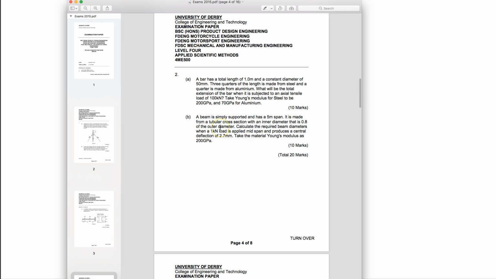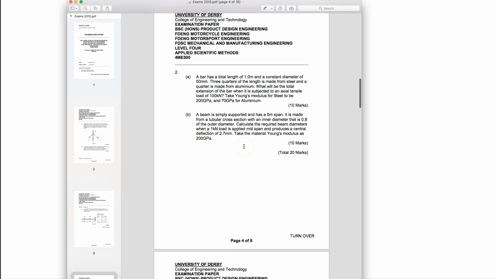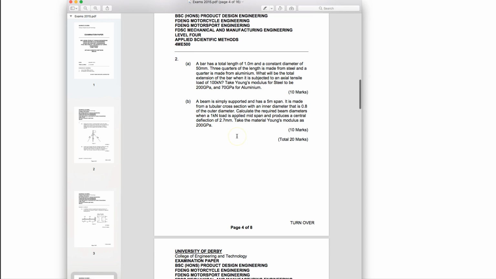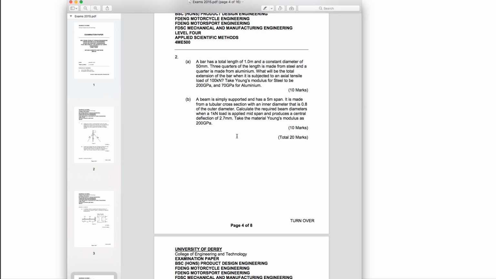And then we've got 2B, a beam simply supported 5 meter span, tubular cross section. So that's going to be calculate I should think. Inner diameter. Okay, so it's going to be the pi d to the 4/64 one. Calculate required beam diameters when the load's applied mid-span. Okay, this is stuff we've done. It's worded in an interesting way, but as long as you go down the route of draw your diagrams, state relevant formulas, state the variables, it'll all start becoming clear.